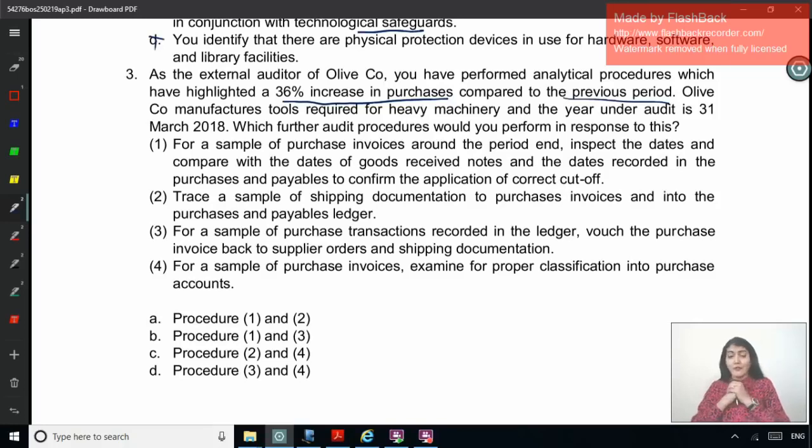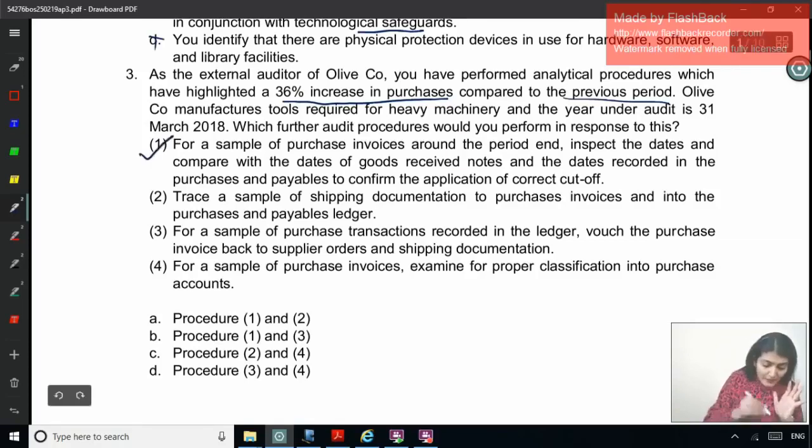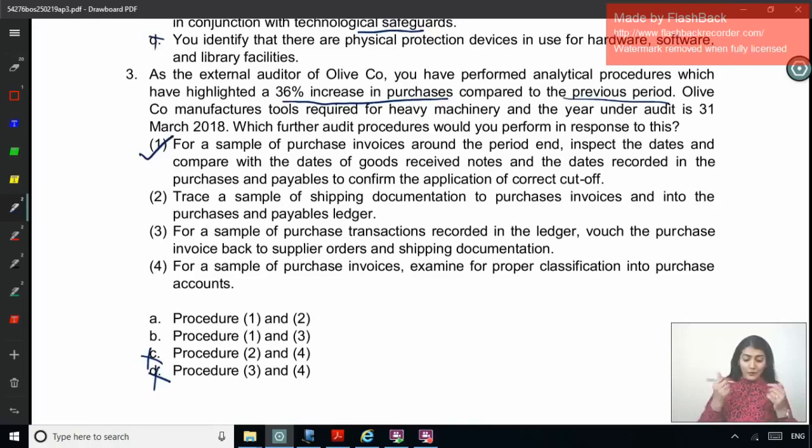Okay, prima facie, these questions are more difficult as compared to the other types. When it comes to the vouching verification type, I certainly agree they are more complicated. But I think I'll surely go for point number one. So if I decide I have to go for point number one, obviously C and D are out. Now it is like whether to combine one with two or one with three.